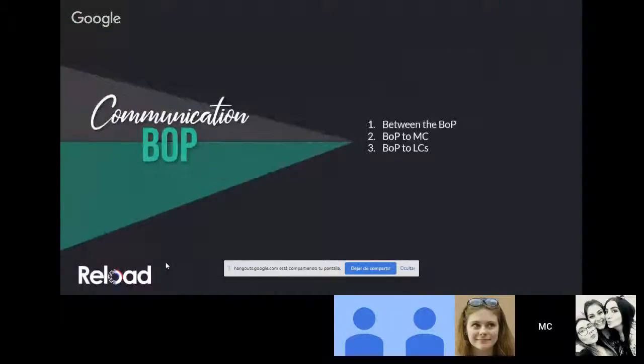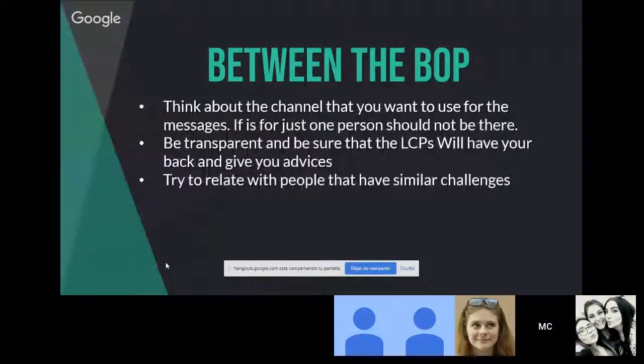Now, in terms of communication of the BoP, I'm just going to talk a little about how you should communicate between the BoP and the MC, and the BoP and your LCs. So, between the BoP, something super important, think about the channel that you want to use for the messages. Something that was happening a lot of times this year is that a group of 2 or 3 LCPs were writing during a night 200 messages of things that were not directed or not important for all the LCPs.